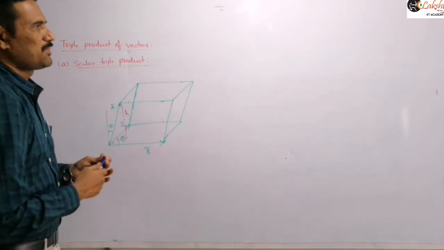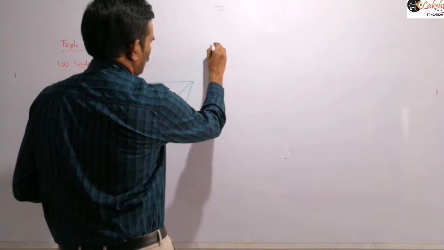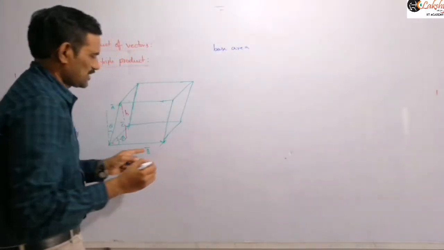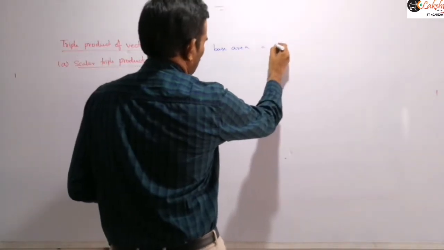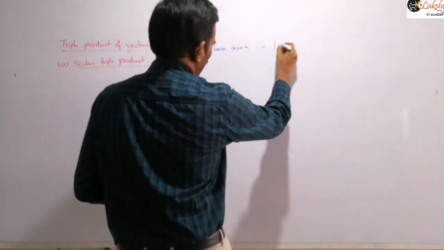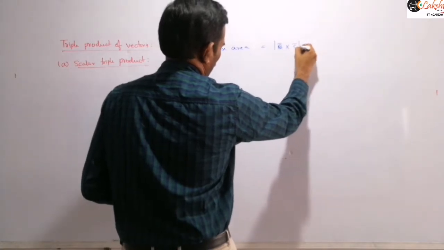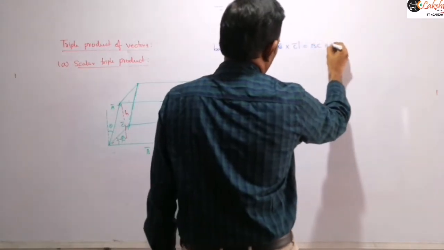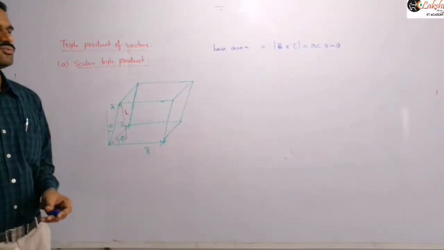So that means the base area we can write here as the mod of B bar cross C bar, right? Base area is nothing but this area of the parallelogram, which is nothing but BC sin phi. I am taking that angle as phi in between B bar and C bar. So BC sin phi you will get.